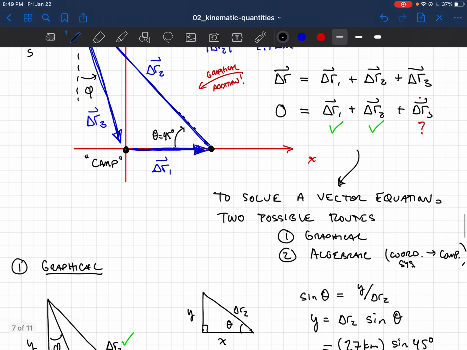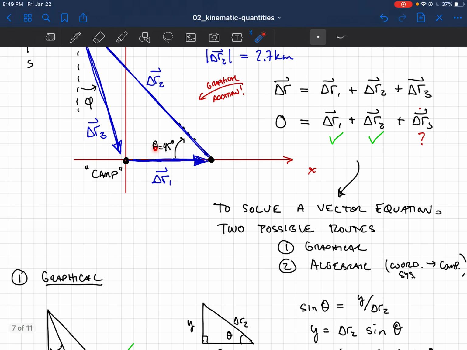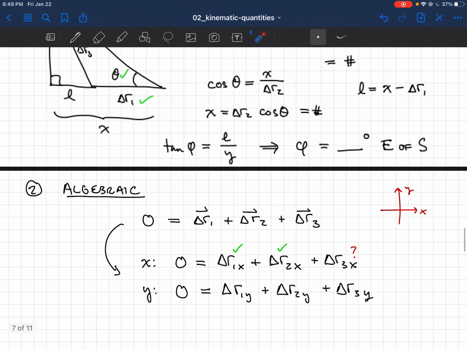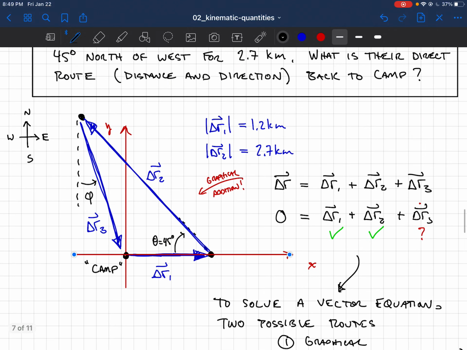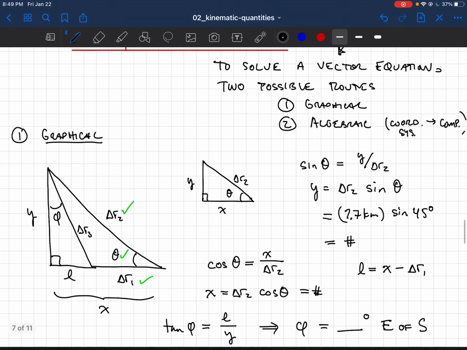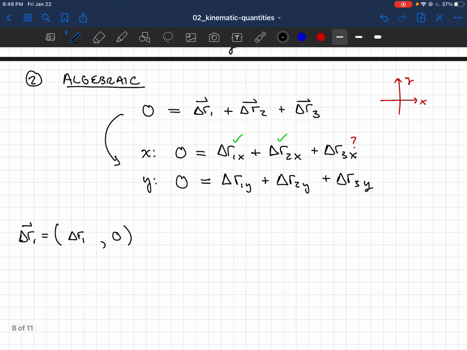Well, delta r1x, let's go back and look at it. Delta r1 points exactly in the x direction, so it is only in the x direction. So maybe we should just write that out here. Delta r1 is equal to something in the x direction, comma 0, and let's just call it delta r1 magnitude. We know that that's 1.3 kilometers or 1.2 kilometers, but let's give it a variable name instead.